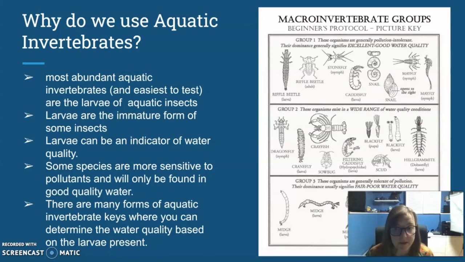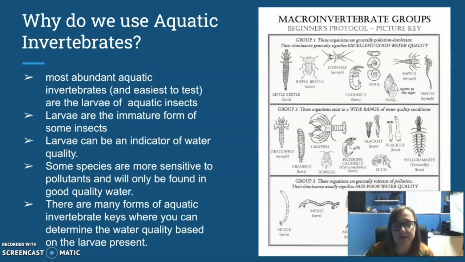So here's another example and a little bit more information on how we use them. They are our most abundant aquatic invertebrates. They're the easiest thing for us to test, and they tend to be the larvae. So they're kind of the squirmy, wormy, slimy ones. And larvae are the immature form of the insects. So they don't often have wings. They can, but they don't often.